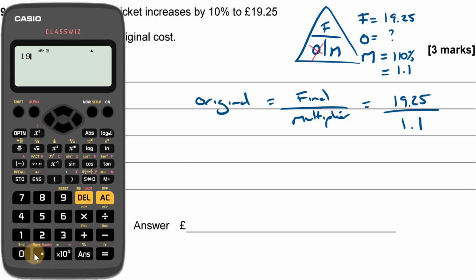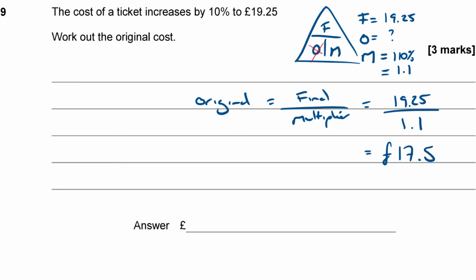If you do it a different way, 19.25 divided by 1.1 on my calculator comes out to be 17.5. This is in pounds and pence though, isn't it? So that's £17.50. Have to put that extra zero on if it's money, otherwise you lose an accuracy mark. So the answer is £17.50.